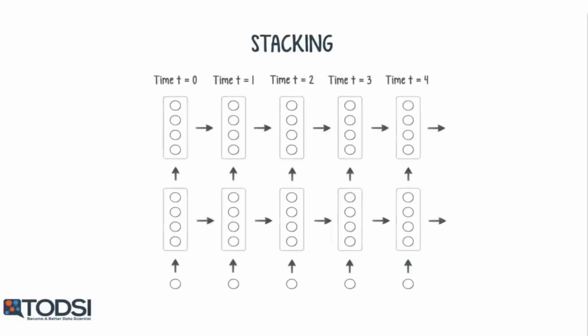Like we've seen with previous deep learning models, by stacking RNNs on top of each other, you can form a net capable of more complex output than a single RNN working alone.